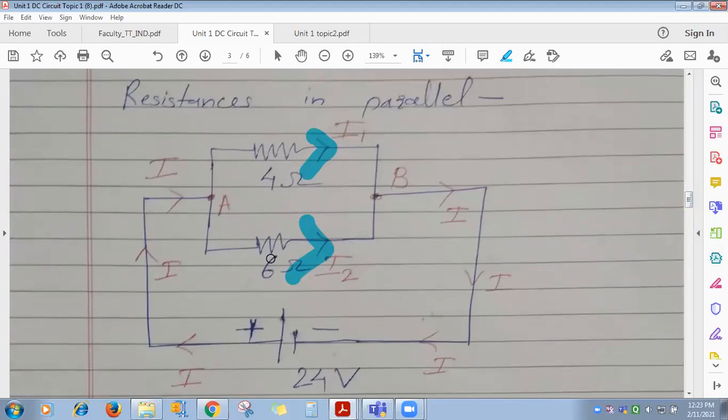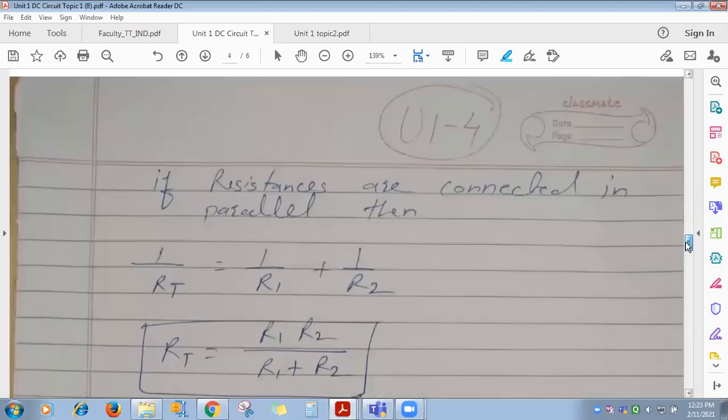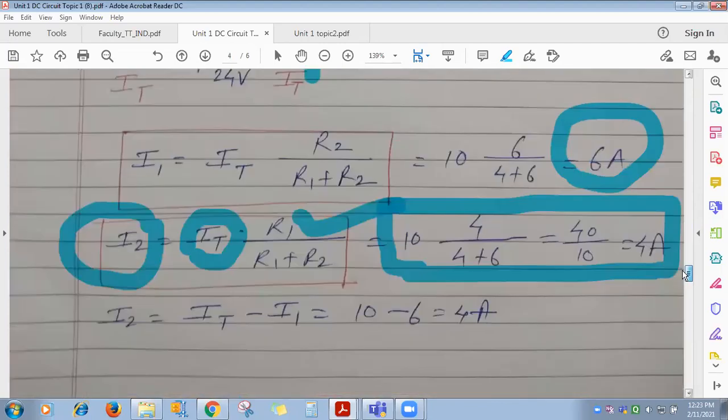If 4 ohm and 4 ohm are in parallel, suppose this one is 4 ohm and the second one is also 4 ohm, then the current flowing through both of them will also be the same. But if resistances are not the same and they are connected in parallel, then the voltage drop across them is the same but different current will flow. And how to find out the current? You can go for the current division rule also. So the current division rule formula all of you know.